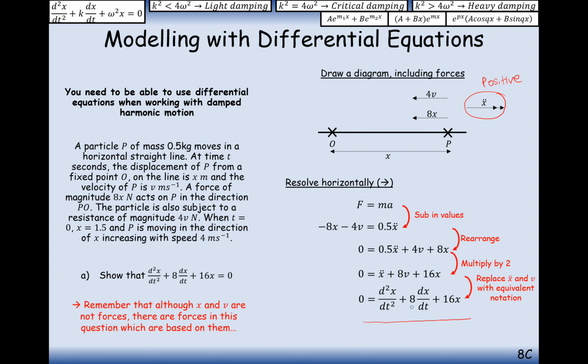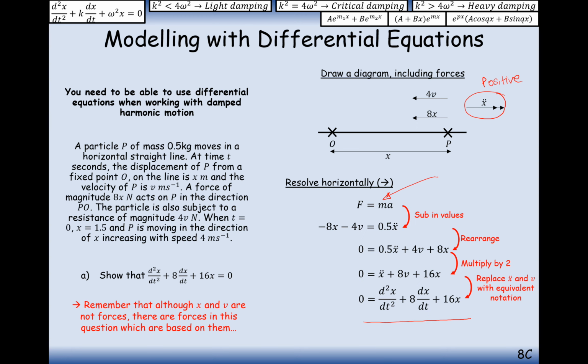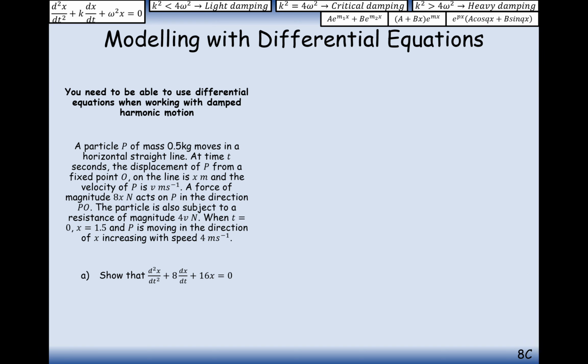The second derivative plus 8 dx by dt plus 16x equals 0, and it all started from an F equals ma equation. So make sure you're good at doing those, because they're pretty tricky. You can still, however, move on to part B if you struggle with that bit. But make sure you can do that, because that's worth quite a few marks. As long as you've got a diagram with some forces in the appropriate direction, always setting acceleration to be positive, then you're all good to go. But you will have a lot of negative forces involved.